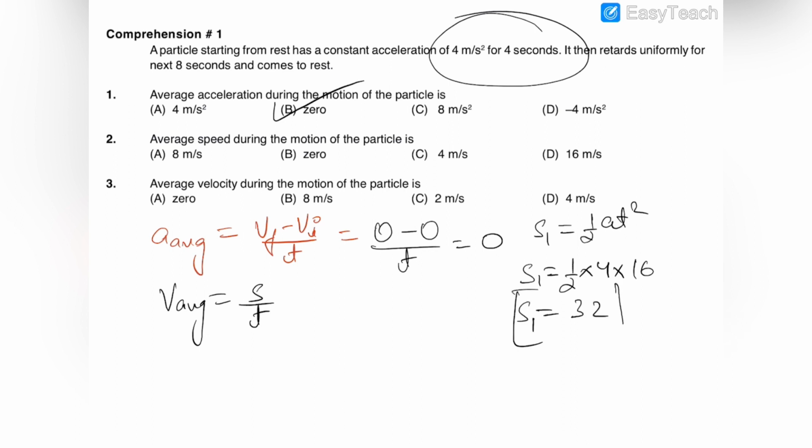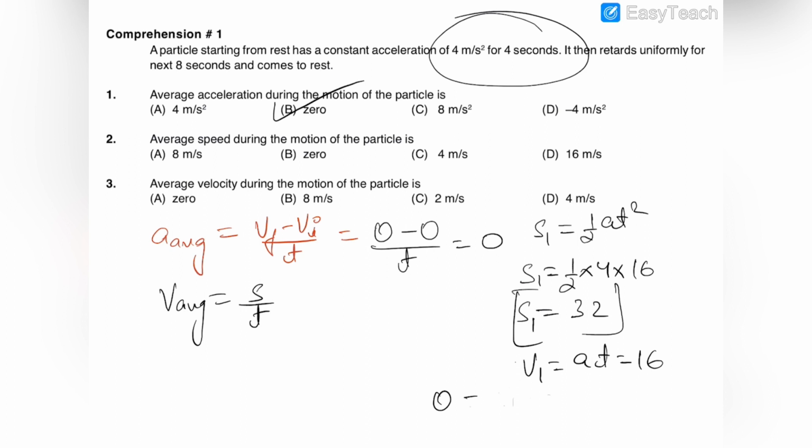And the distance traveled in the retarded motion can be calculated easily. We can first of all find out the velocity at the end of accelerated motion v1, which would be at. So at would be 16, and therefore finally in retarded motion the final velocity is 0. Initial velocity of the retarded motion is the final velocity of accelerated motion. So this is v1 square, and we don't know the acceleration, but we know the time that it came to rest in 8 seconds.